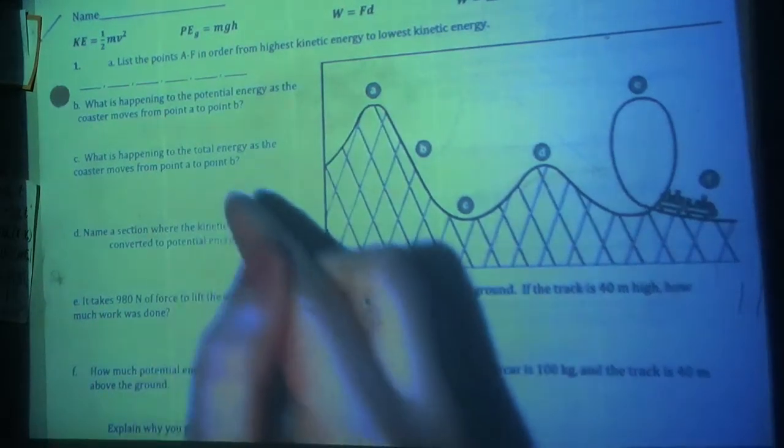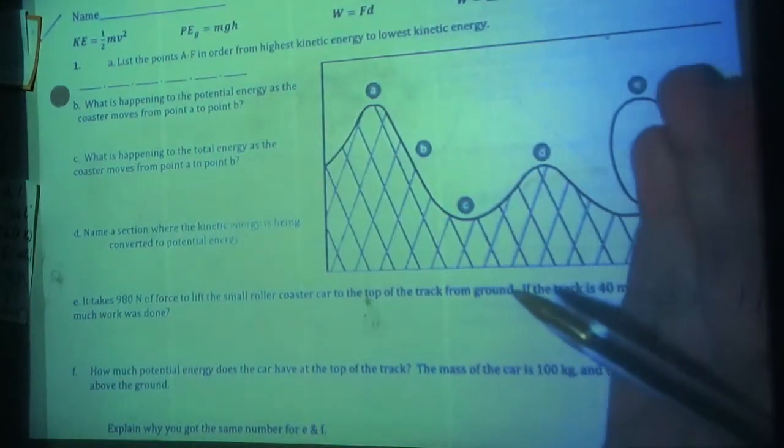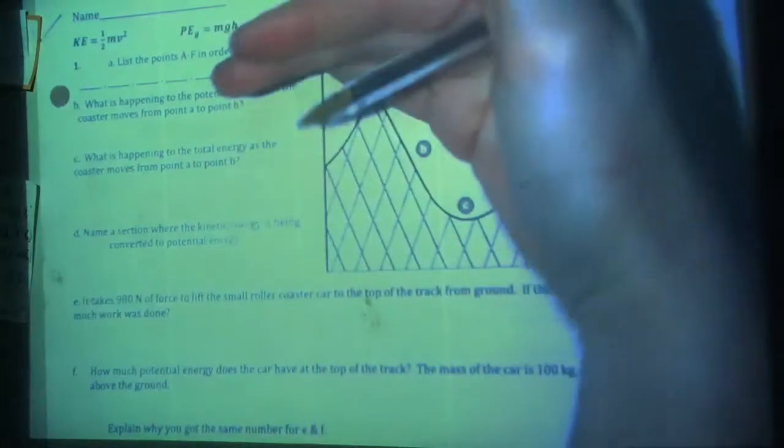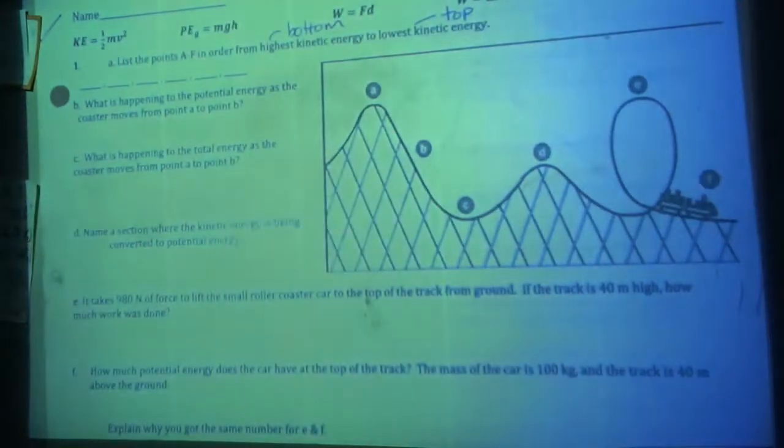First question asks us to rank from highest to lowest kinetic energy. So our highest kinetic energy is going to be at the bottom, and our lowest kinetic energy is going to be at the top. Because as something falls down, it's going to gain in speed. So at the bottom, it's gained a bunch of speed and it's going faster. At the top, it hasn't gained that speed, so it would be going slower.